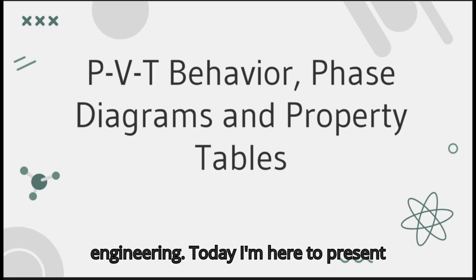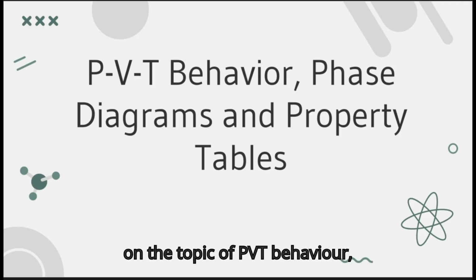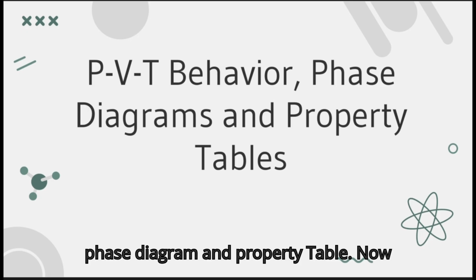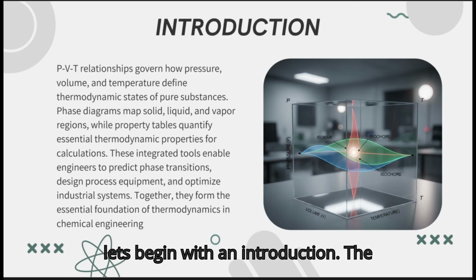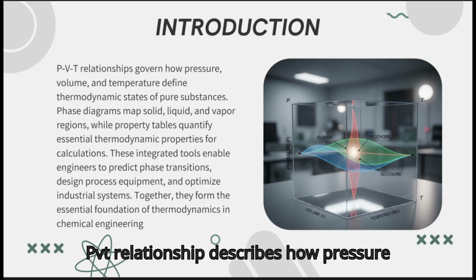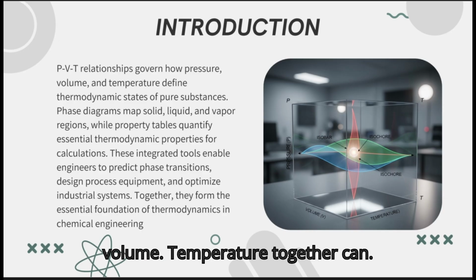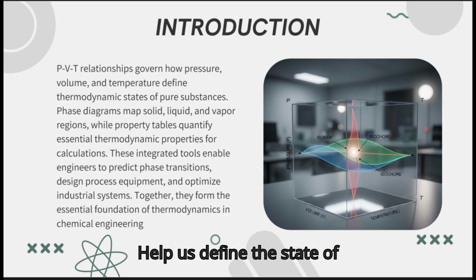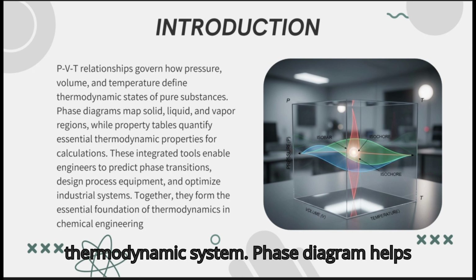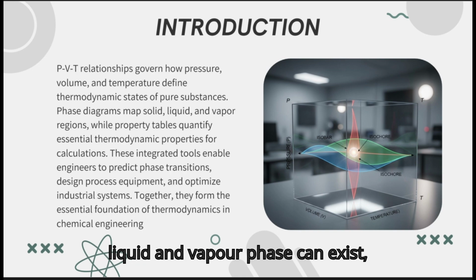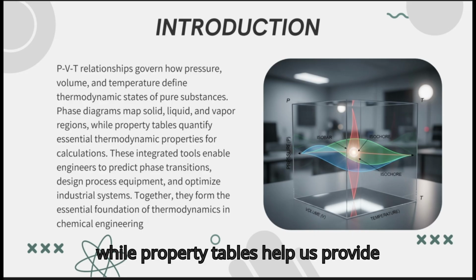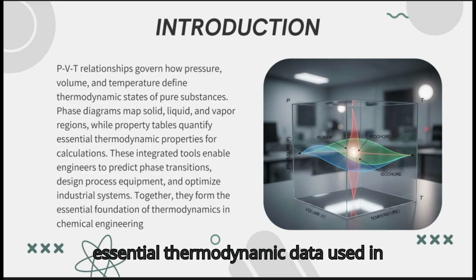Today I am here to present on the topic of PVT behavior, phase diagram and properties table. Now let's begin with an introduction. The PVT relationship describes how pressure, volume and temperature together can help us define the state of a thermodynamic system. A phase diagram helps us map the region where solid, liquid, and vapor phases can exist, while property tables help us provide essential thermodynamic data used in calculation.